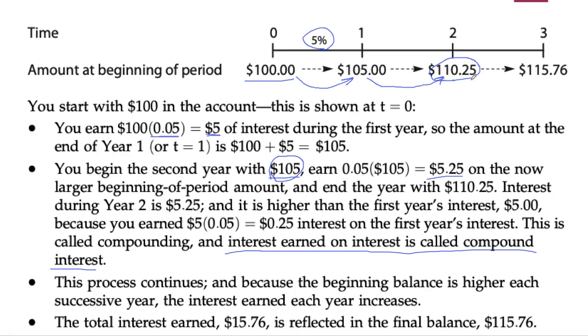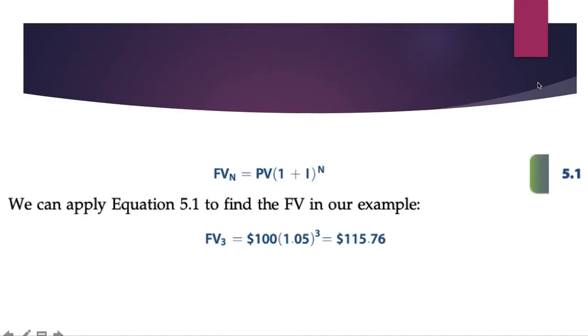$110.25. So the next time you will get the interest as the difference of these two numbers. Okay, as you see, the interest you are earning is growing. So the total interest earned, for example, at the end of these 3 years is given as 15.76. This is reflected in the final balance that we see here. So depending on how many years this investment continues, we can calculate this compounded return, basically what we compounded also in the interest.